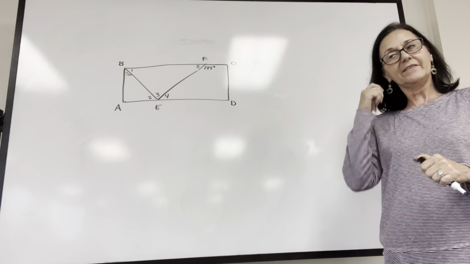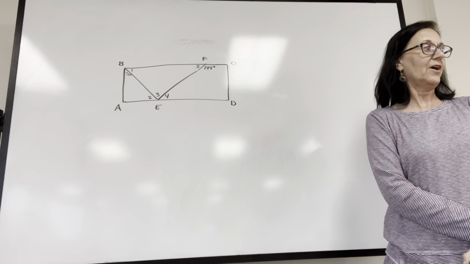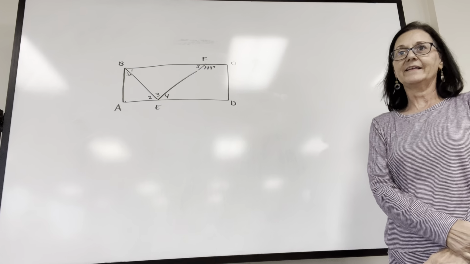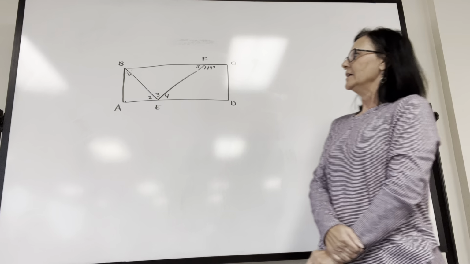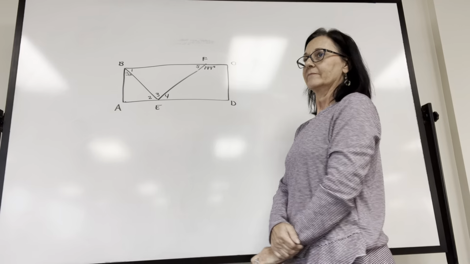Like Mr. Folks' art. Okay, this is a rectangle. Can you know any angle? Yes, Ari. You can know angle A. Okay, yes. What's angle A? Right angles, 90 degrees.